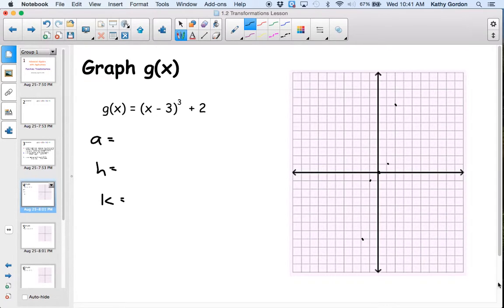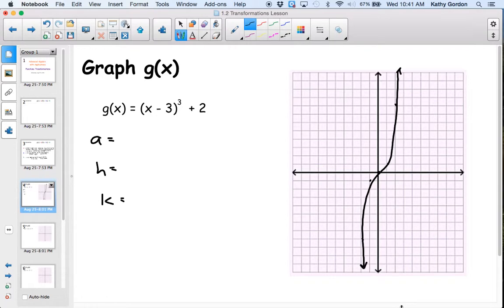Okay. We don't need to be exact about our graphs, but we should be fairly accurate. Okay? So this gives us not only placement, but it also gives us a really good idea of what that width is. So if we have to do something with vertical stretching or shrinking, we have something fairly accurate to compare to. Okay? So this is what the parent cubic kind of looks like.